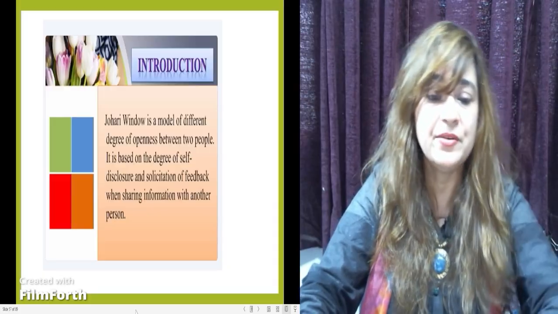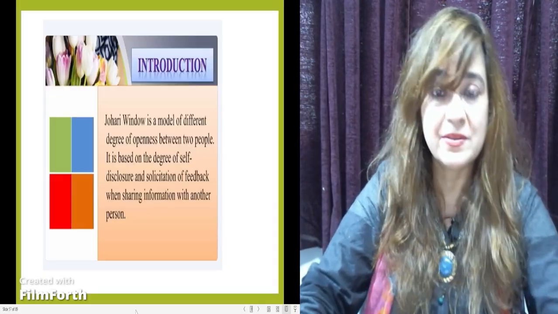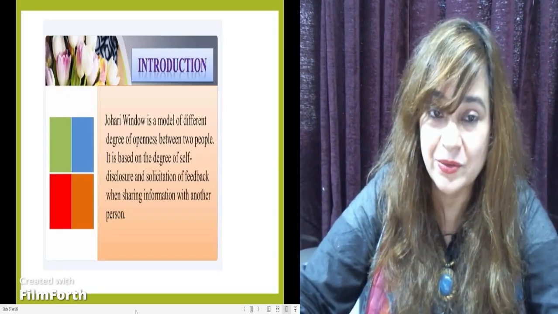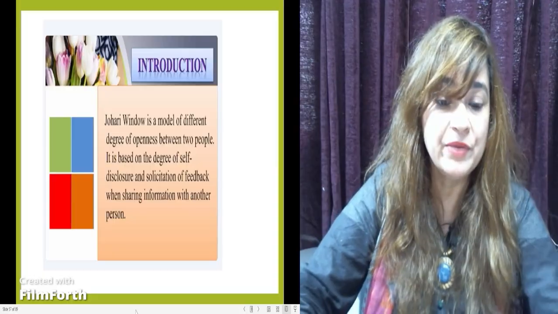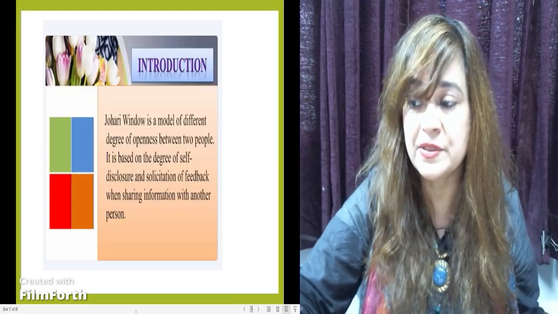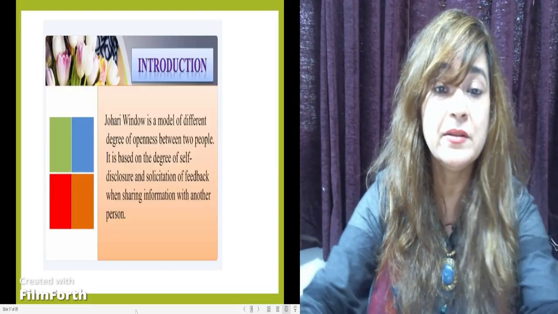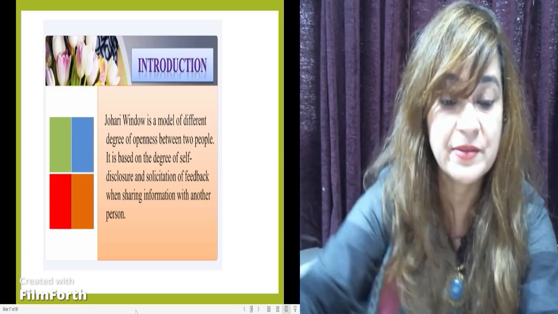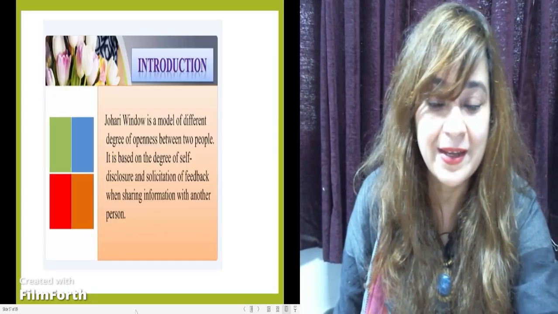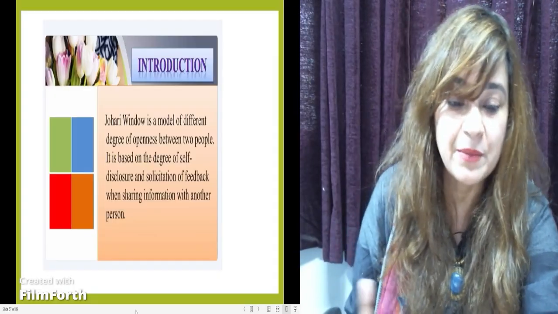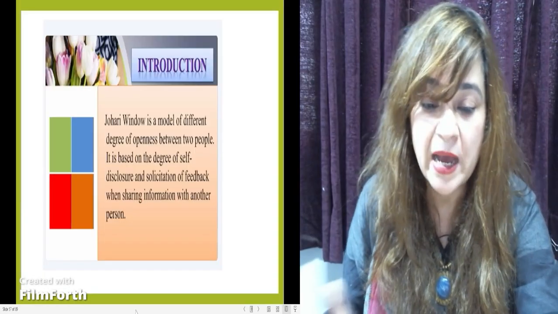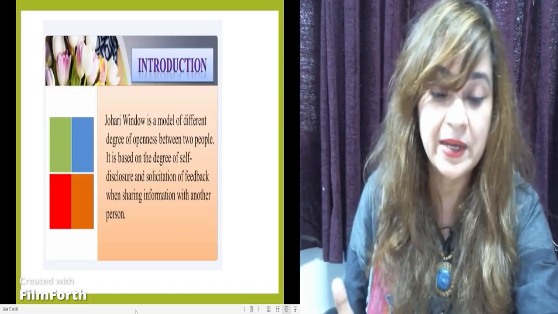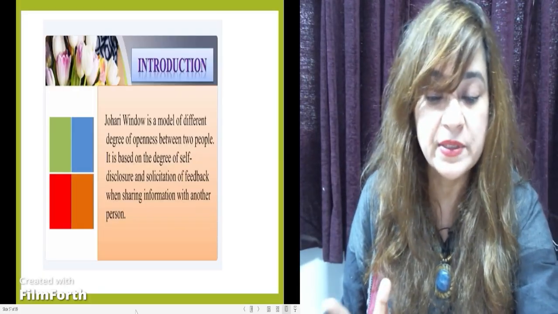So Johari window is a kind of model, a degree of openness between two people, and it's based on the disclosures and the feedback that we can have from people when we share information. Obviously, if we take it in one line, Johari window has to do with improving self-awareness. We need to know ourselves, and it also has to do with personal development among individuals in a certain group. So Johari window is a very convenient method used to achieve the task of understanding and also enhancing communication between the members in a certain group.